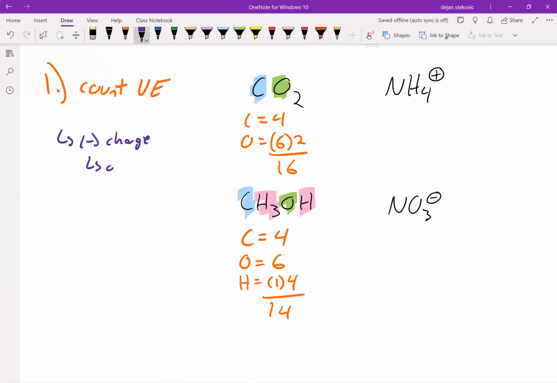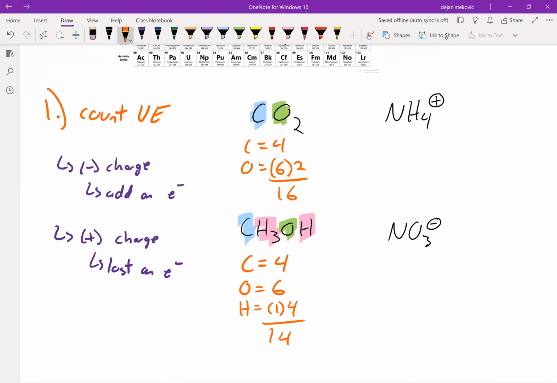we want to add an extra electron, because an electron is negative. So if you have a negative charge, that means you have an extra electron. And if you have a -2 charge, you have 2 extra electrons. And then vice versa, if you have a positive charge, that means that you lost an electron, so we want to subtract out an electron. Let's go ahead and take a look at what that looks like.